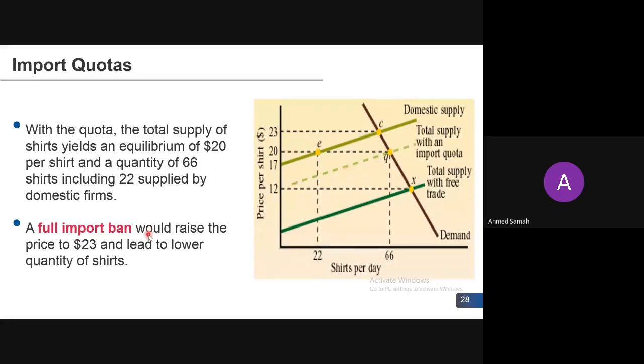So if there is a full import ban, where nobody can import that particular product, the prices will go up to this 23, because that is where domestic supply and demand reach equilibrium. So without trade, the price will be 23. So if there is a full import ban, then this will be the price, which is much higher even compared to a partial import quota.